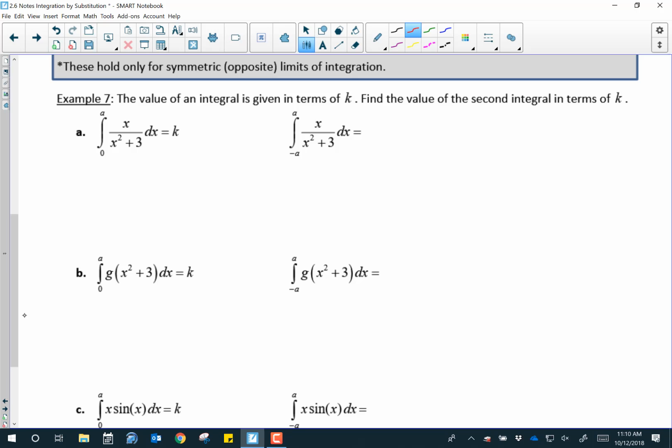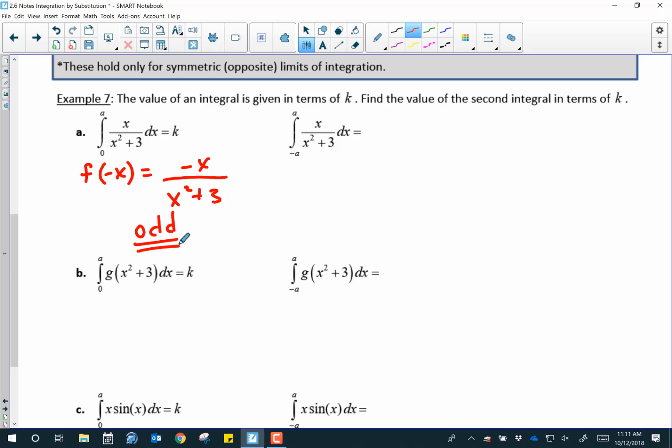To do that, if it's a function that we're not familiar with, you would just find what f of negative x is. If it ends up being the same as your function, the function's even. If it's the exact opposite of the function, then it's odd. So we get negative x over, the denominator will still be positive x squared plus 3, so this is the negative of f of x. So this is not even. It is odd.